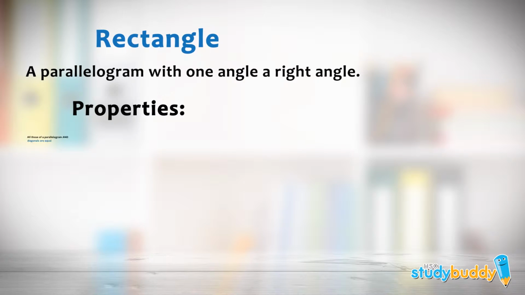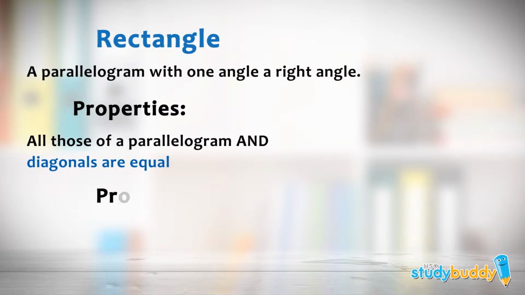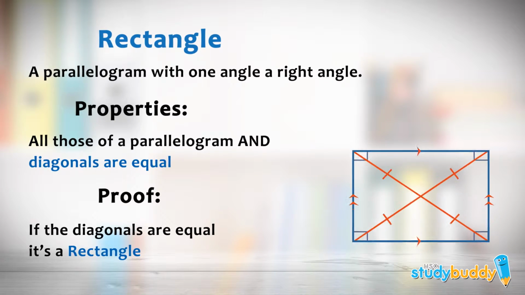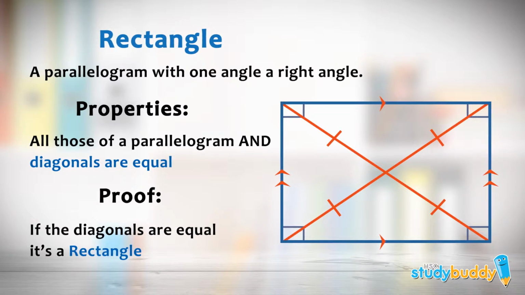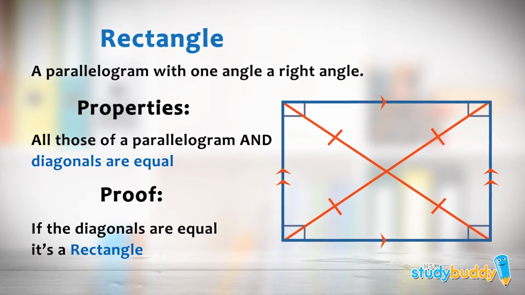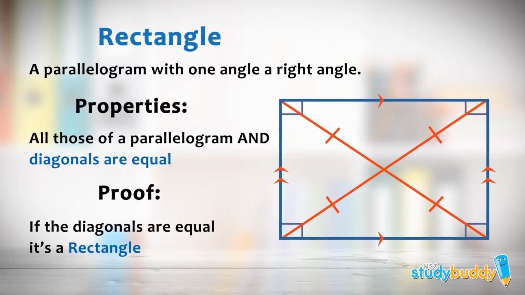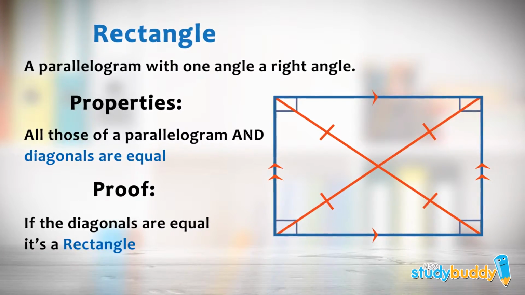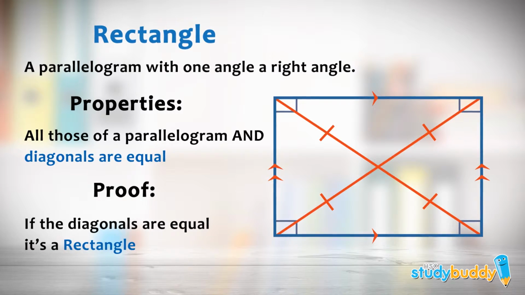Now we'll look at a rectangle. These shapes can quickly build on from one another, mostly falling back to that parallelogram. So a rectangle can be thought of in terms of a parallelogram with one angle a right angle. So its properties include all of those of the parallelogram, and in addition, its diagonals are equal. So how to prove this? If the diagonals are equal, then it's a rectangle.